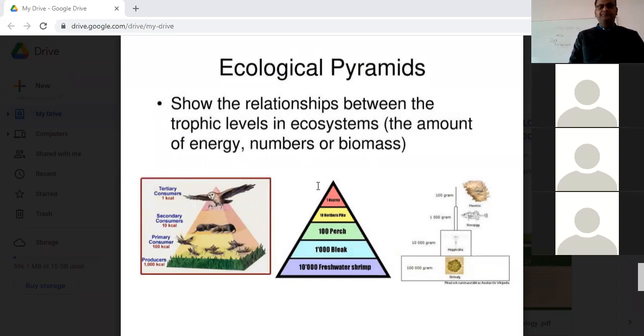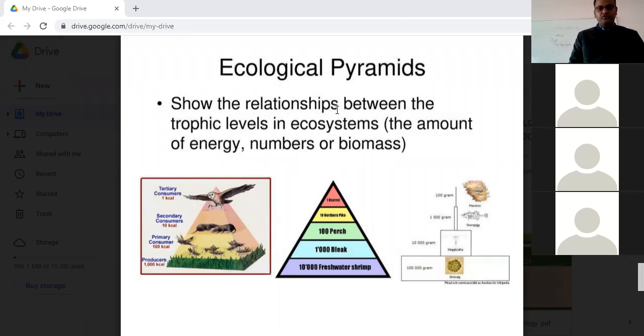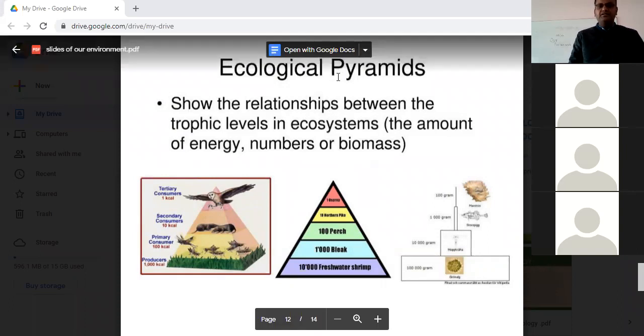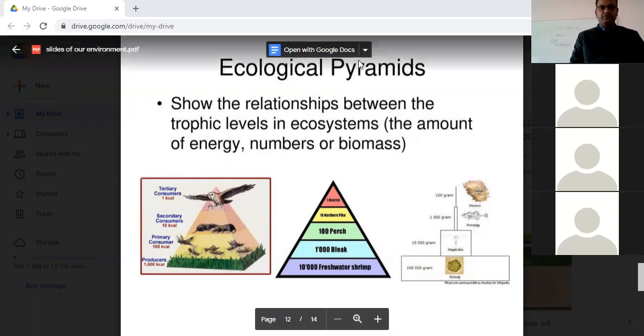Next question. Write the chemical equation involved in the formation of ozone. Okay, so this will be your today's assignment.